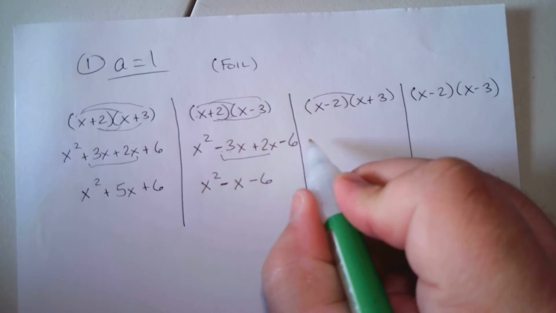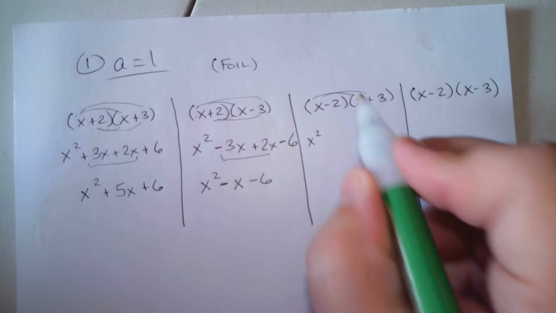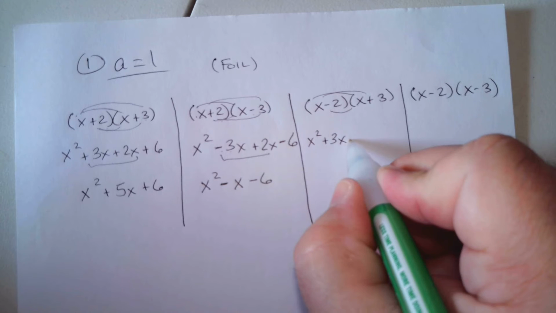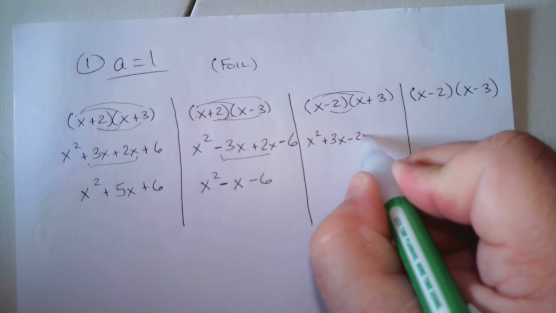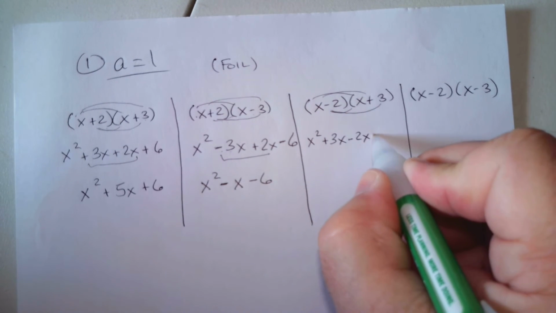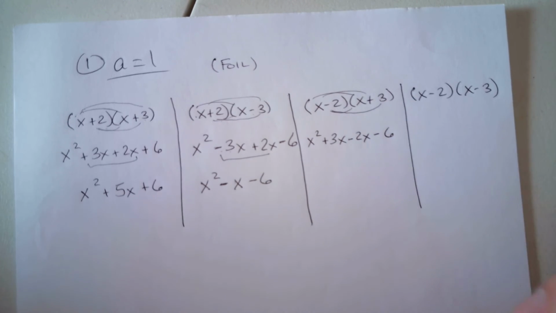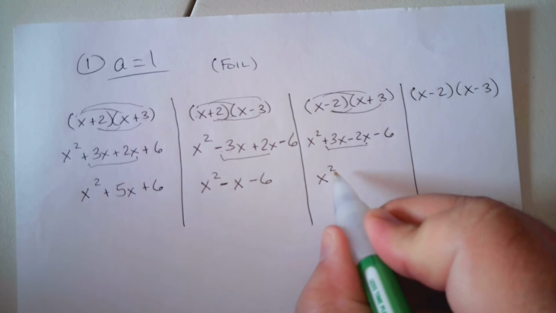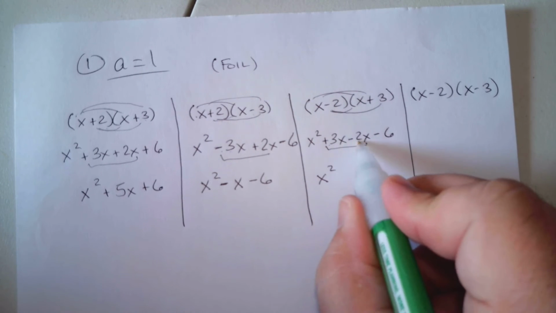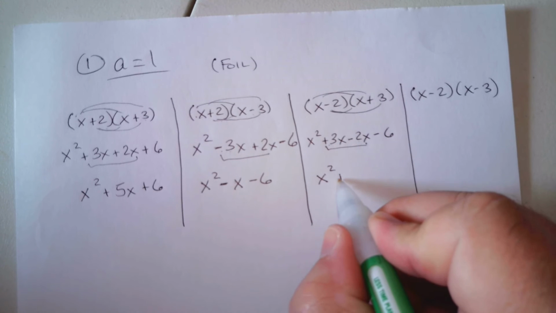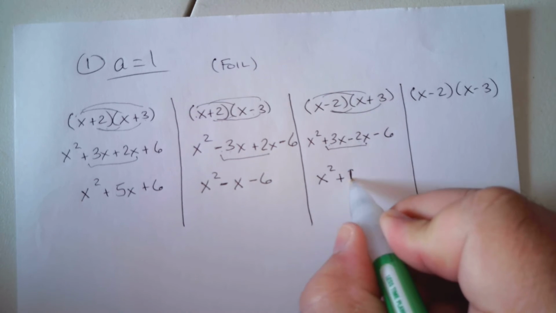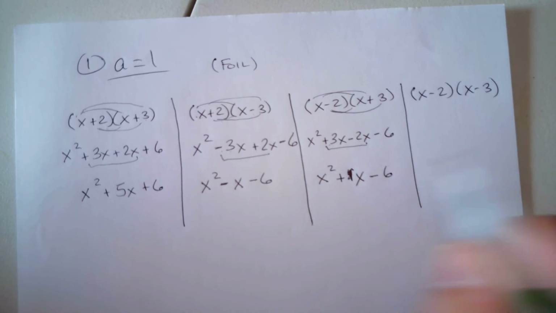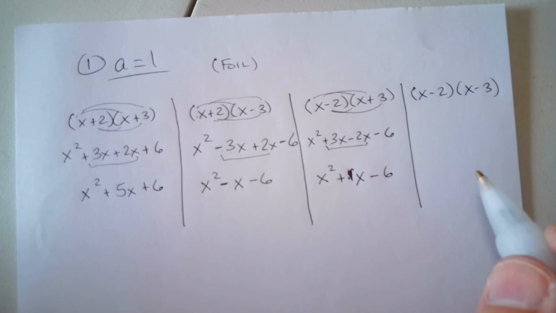Next one. X times x is x squared. Positive times positive is positive. X times 3 is 3x. Negative times positive is negative. 2 times x is 2x. Negative times positive is negative. 2 times 3 is 6. Whenever you get rid of parentheses, remember, combine like terms. So we have x squared. Positive 3 minus 2. 3 is bigger than 2, so it's positive. 3 minus 2 is 1x. Minus 6, so it's x squared plus x minus 6.